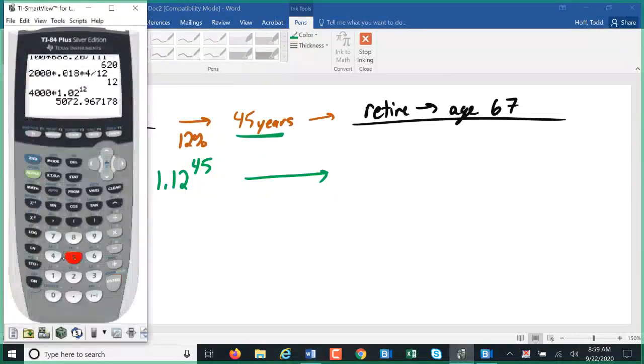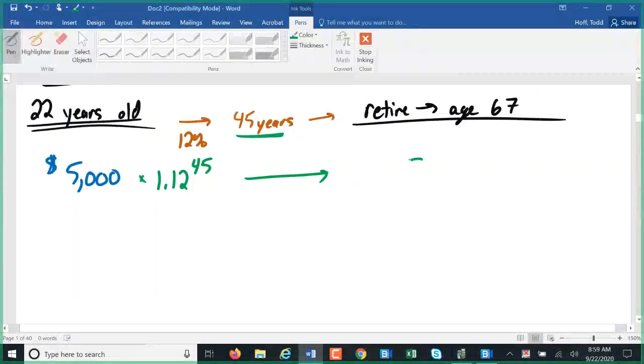Let's take a look. 5,000 times 1.12 to the power of 45. This always blows me away. That one payment of $5,000 at age 22, at 67, is $819,938. So about $750,000 would be sitting there.